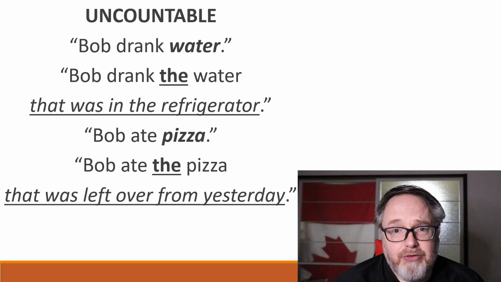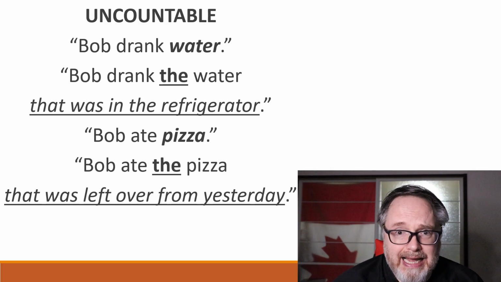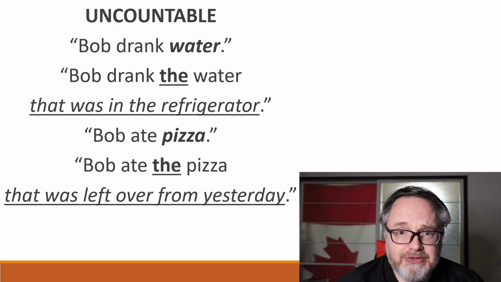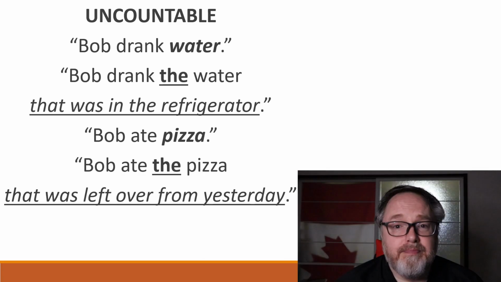For uncountable nouns, we never use a or an. A and an mean 1. Uncountable nouns have no number. Bob drank water. Bob drank the water that was in the refrigerator. The first sentence has no information. It's general. The second sentence tells us which water. This becomes specific. We need the water.